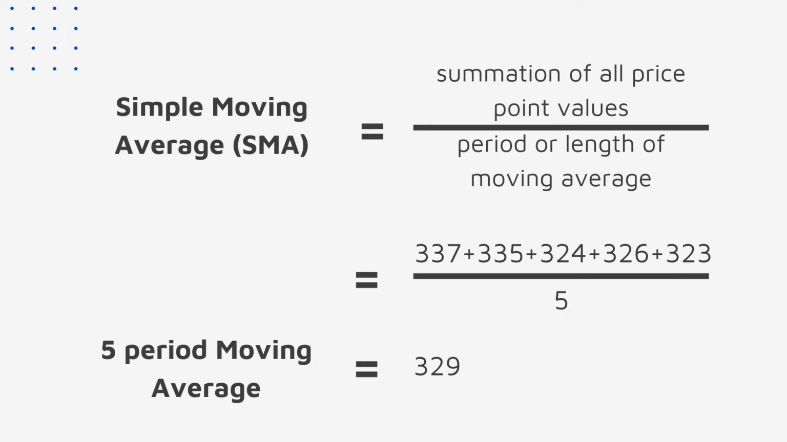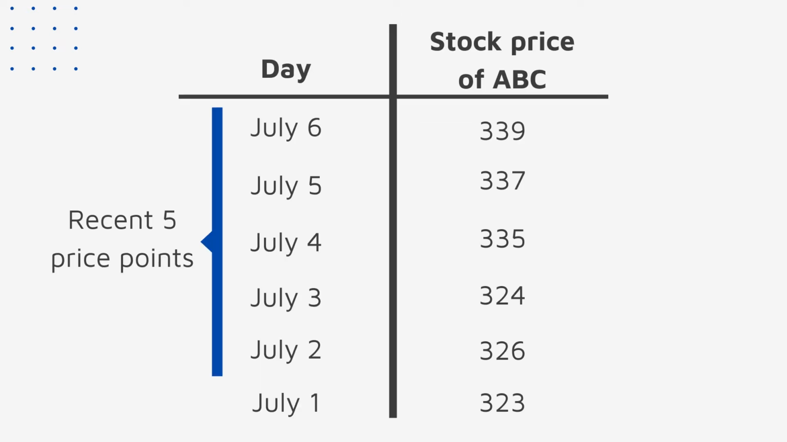The 5-period moving average, that is 5 SMA, for the data is calculated using the formula: SMA is equal to the summation of all price values as shown in the table, divided by the period or the length of the moving average, which is 5 in this case. When we substitute the values, we get the answer as 329, which is the 5-period moving average for this example. In this example, we have considered the closing prices of July 1 to July 5.